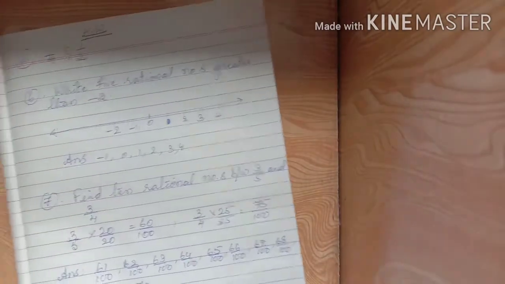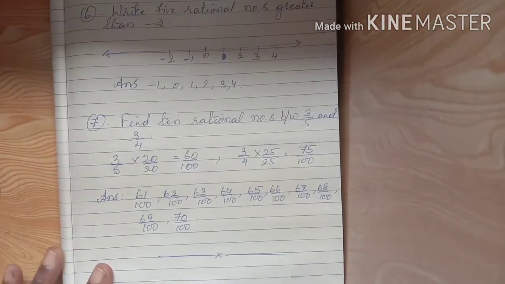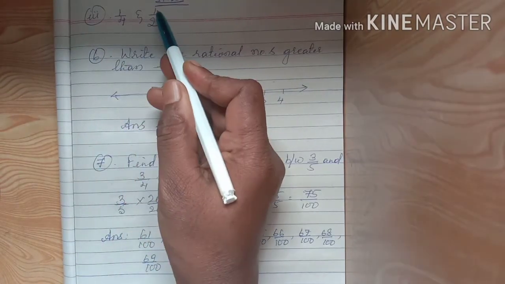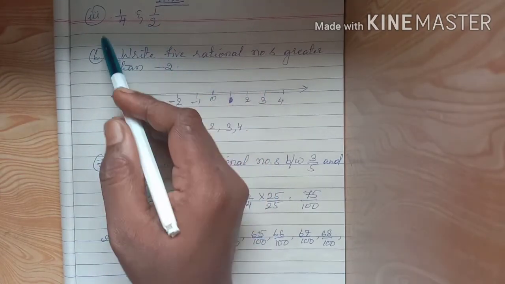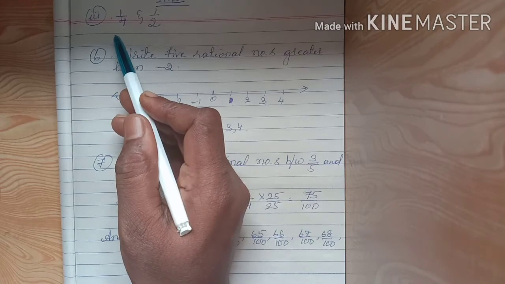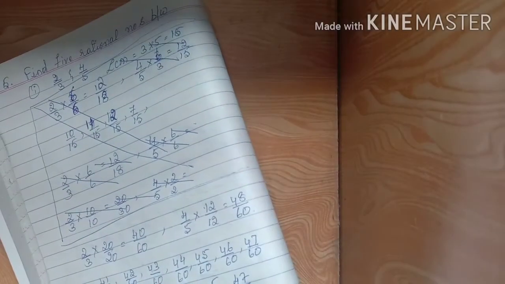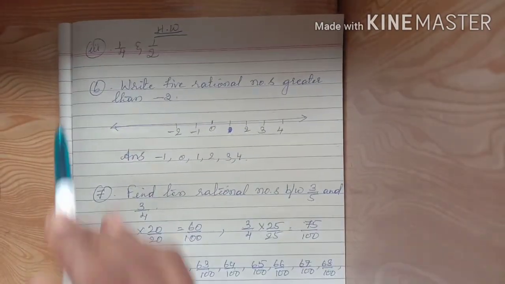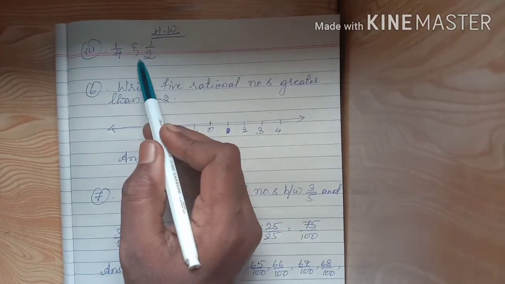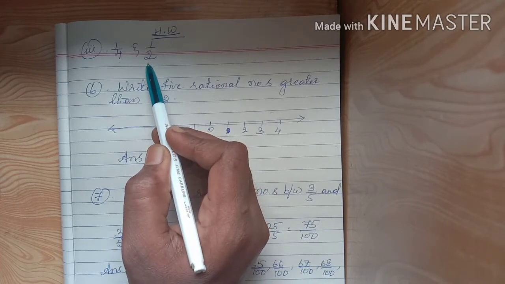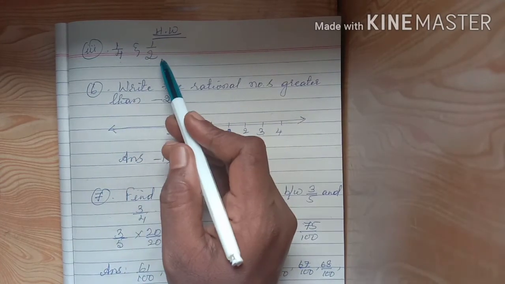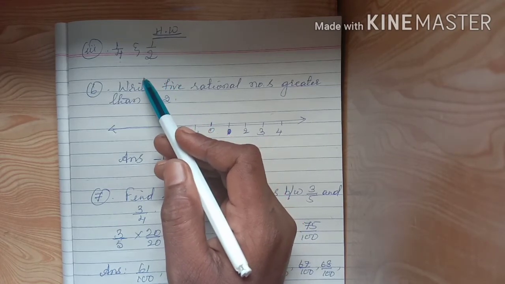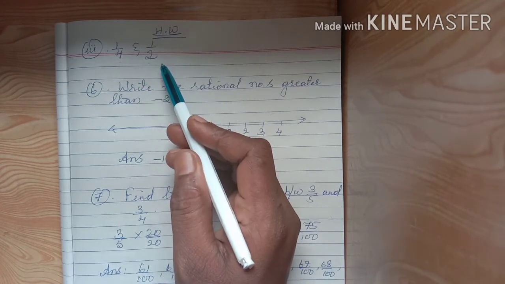The next is the homework. Okay, the homework I have given is 1 by 4 and 1 by 2. Find 5 rational numbers for 1 by 4 and 1 by 2, children. Then for these homework problems, you all know you have to write them in the homework notebook, and you can submit it personally to me.